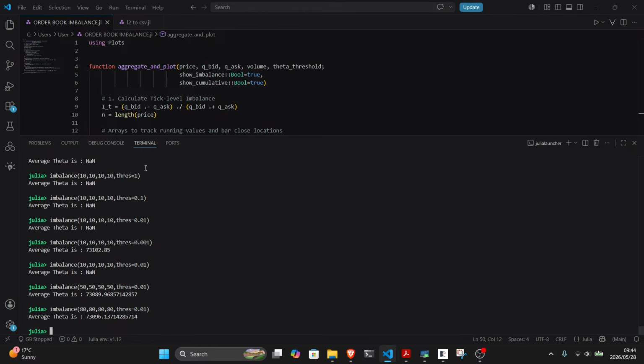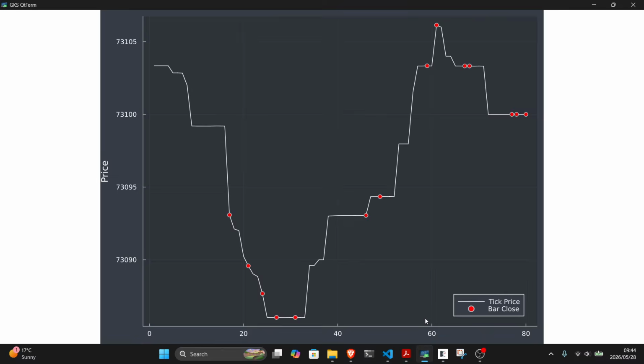With the same threshold, our average theta has essentially picked up, not by much, just a couple points. It went from 73,089 to 73,096. Now, if you look at it, we have more aggregates. We went from 6, 7 to 6 plus n, whatever this number is.